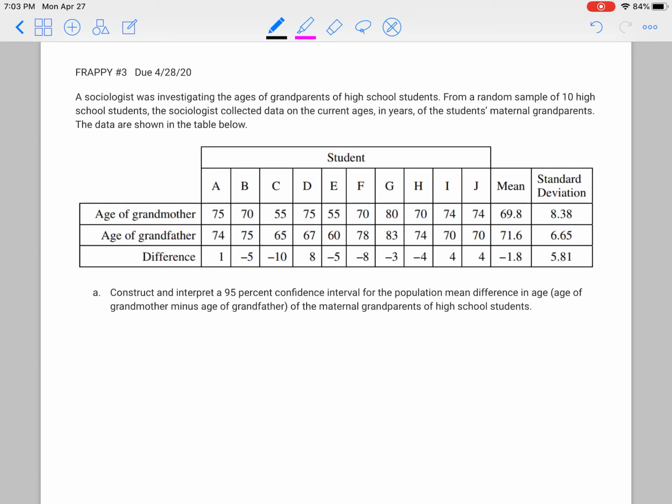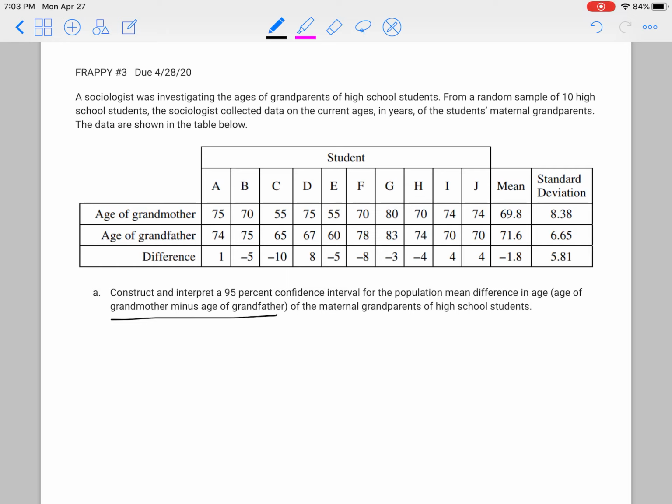All right. So part A says construct and interpret a 95% confidence interval for the population mean difference in age. That's the age of the grandmother minus the age of the grandfather for the maternal grandparents of high school students.